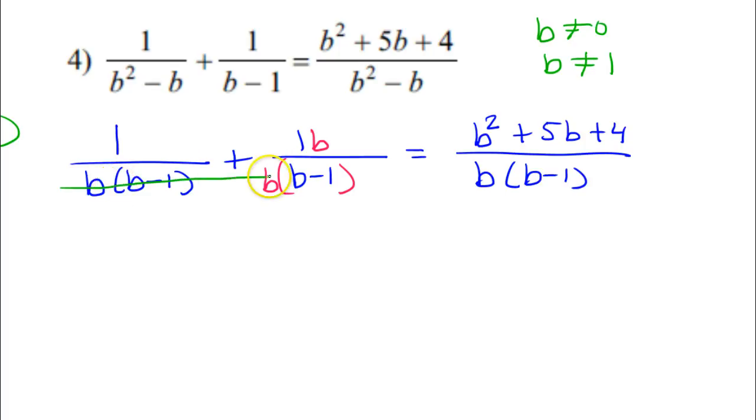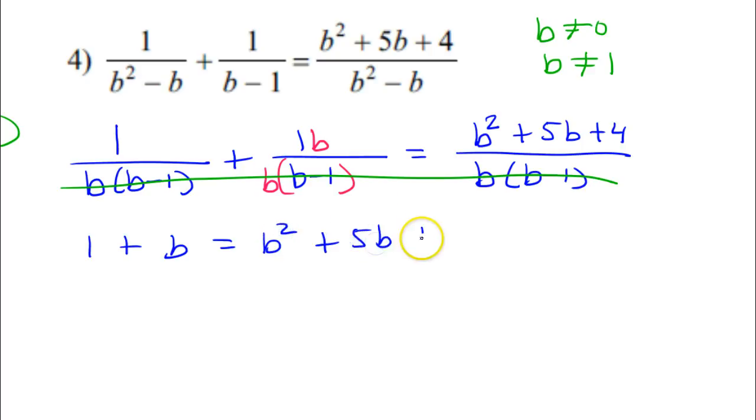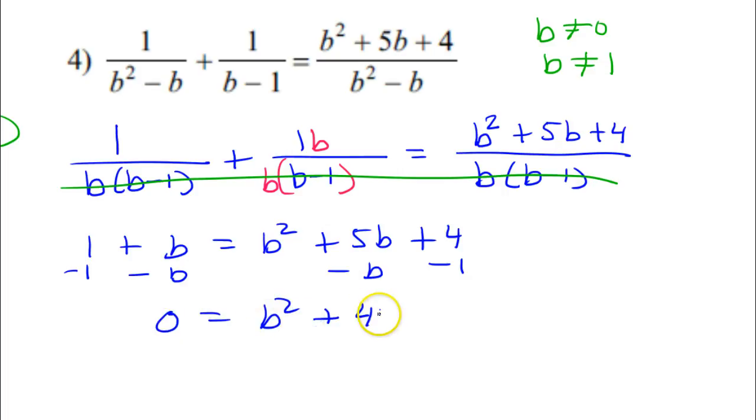Alright, now we can cancel out these like denominators and make a new equation out of the numerators. So it's 1 plus b is equal to b squared plus 5b plus 4. Let's get 0 over here. So subtract 1 from both sides and subtract b. So 0 is equal to b squared plus 4b plus 3.